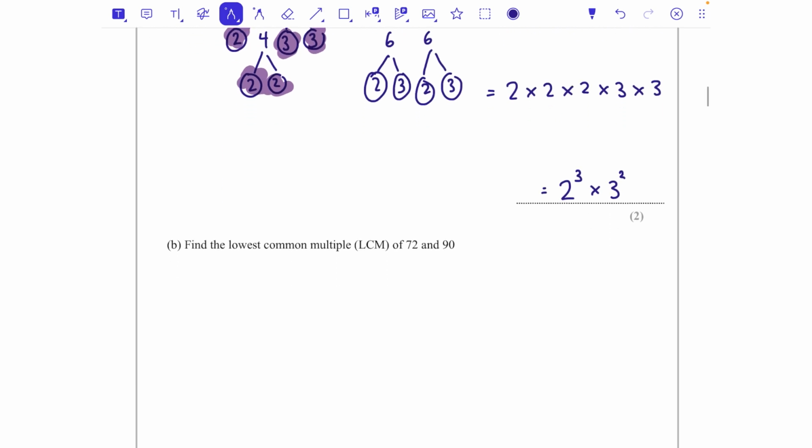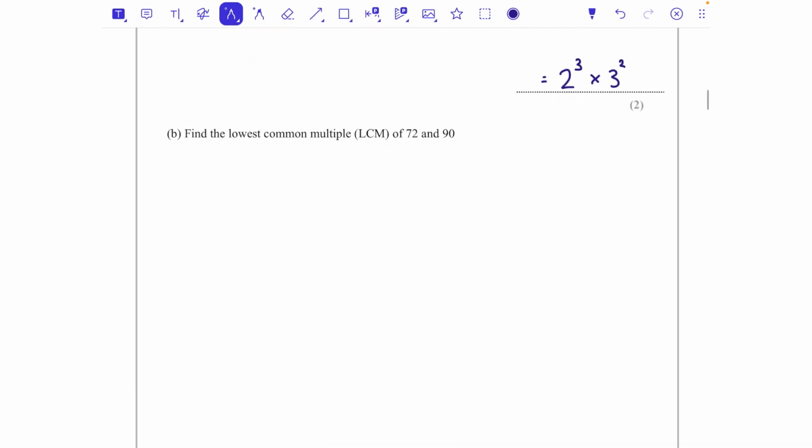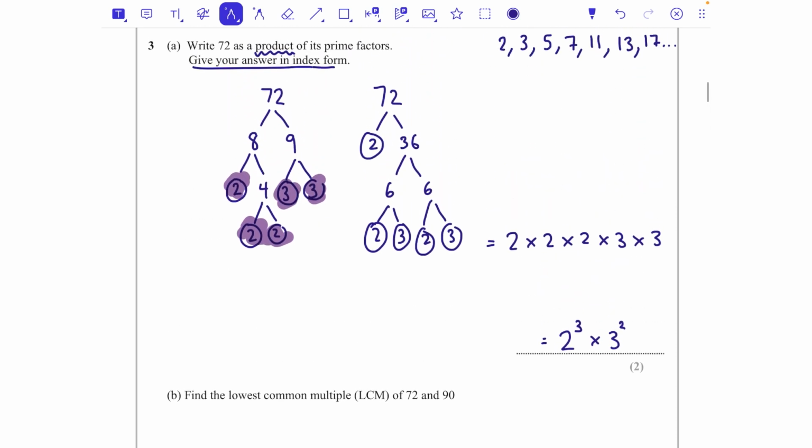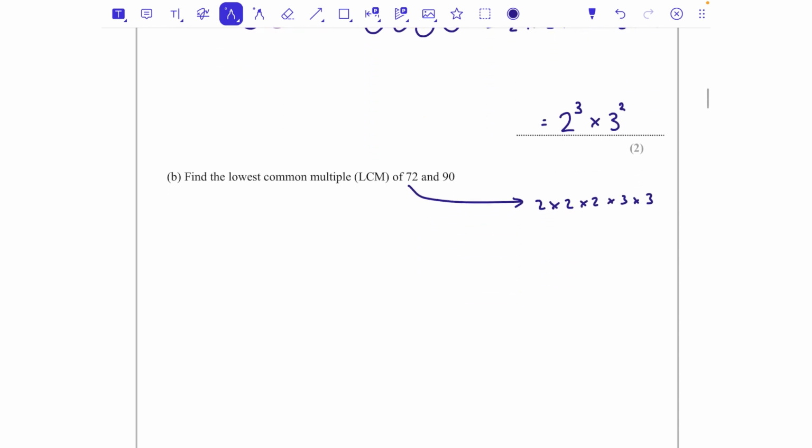For part B, find the lowest common multiple of 72 and 90. Now we've already got 72 written as the product of its primes. So 2 times 2 times 2 times 3 times 3. That is how you make 72. I'm going to do the same for 90. So start with 90 at the top, and I'm going to do 9 times 10. 9 is 3 times 3. They're both prime. And 10 is 2 times 5, and they're both prime.